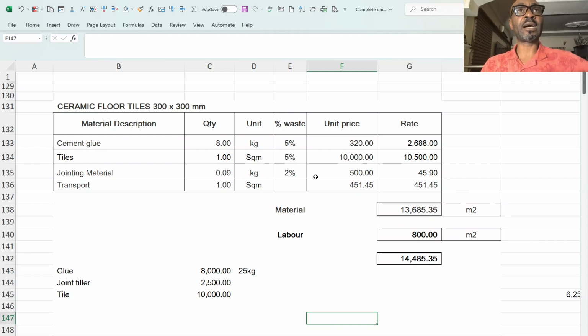So how do you determine the kilogram of the adhesive for a square meter? Often, manufacturers of cement adhesive do indicate on the body of the cement bag what kg can be used for a square meter.